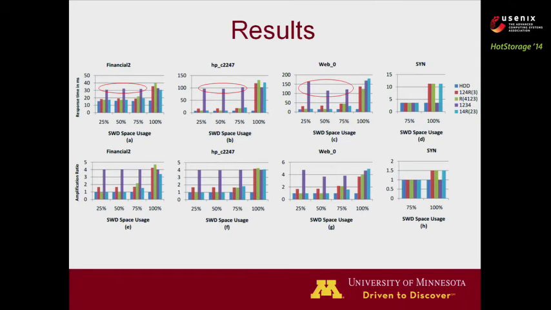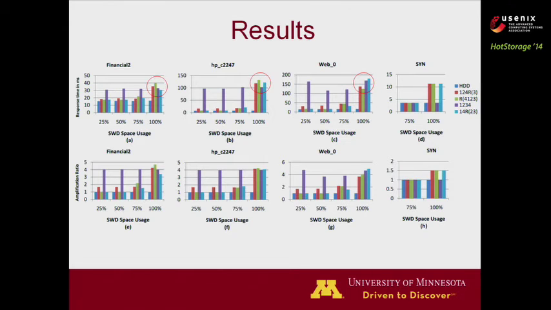And all the new schemes are round robin 1, 2, 3, 1, 2, 4, round robin 3, or 1 for round robin 2, 3. It's very close to the traditional hard drive performance, especially when the update ratio is low. For the Financial 2 trace, you can see that you basically have almost the same performance as a traditional hard drive.